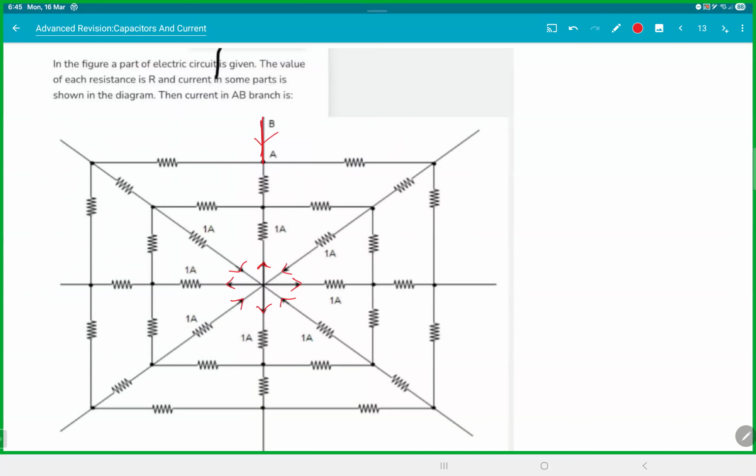All resistors are, doesn't matter. So you know only the currents in these branches. 4 are coming in, 4 are going out. So yeah, nodal analysis is still valid. Junction law is still valid. Using this data, find the current in the branch AB.